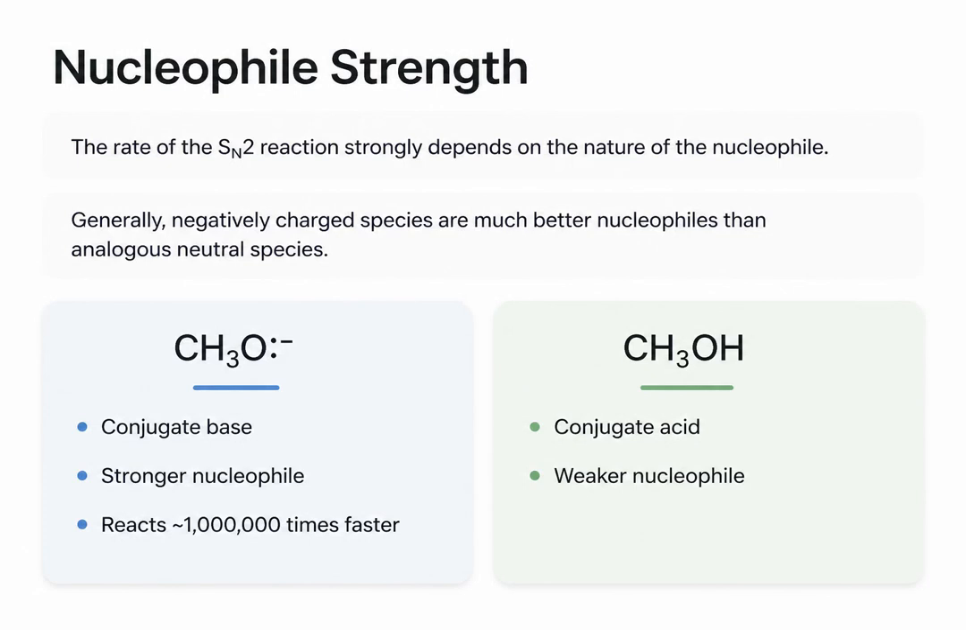Because the nucleophile is actively involved in the rate-determining step, the strength of the nucleophile drastically affects the speed of an SN2 reaction. A stronger nucleophile will react much faster. A general rule is that a negatively charged species is a significantly better nucleophile than its neutral counterpart. For instance, methoxide, which carries a full negative charge, reacts with methyl iodide about 1,000,000 times faster than neutral methanol.